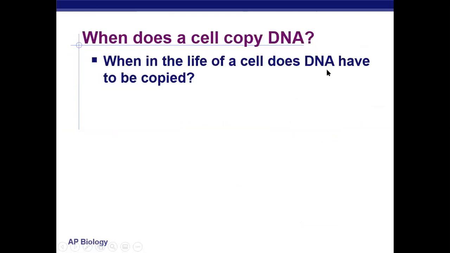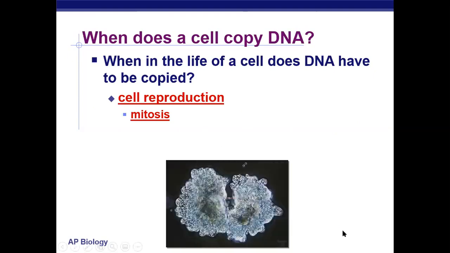When in the life of a cell does DNA have to be copied? It has to happen in cell reproduction during mitosis. This is the end stage of mitosis where two cells are splitting apart.